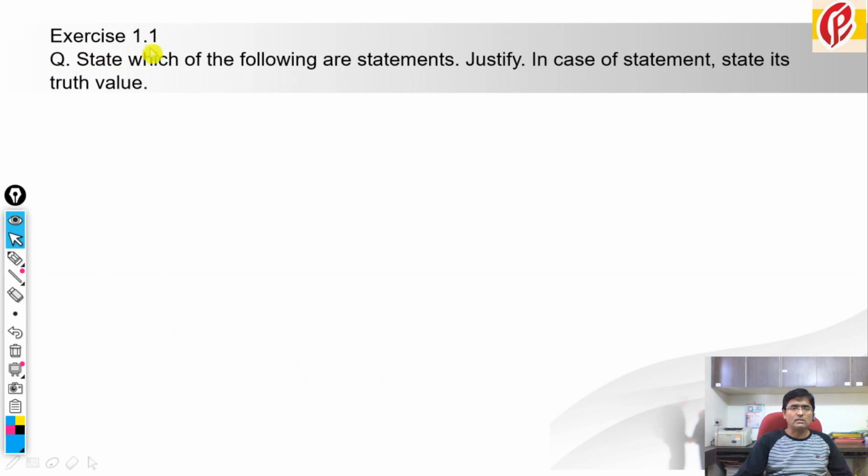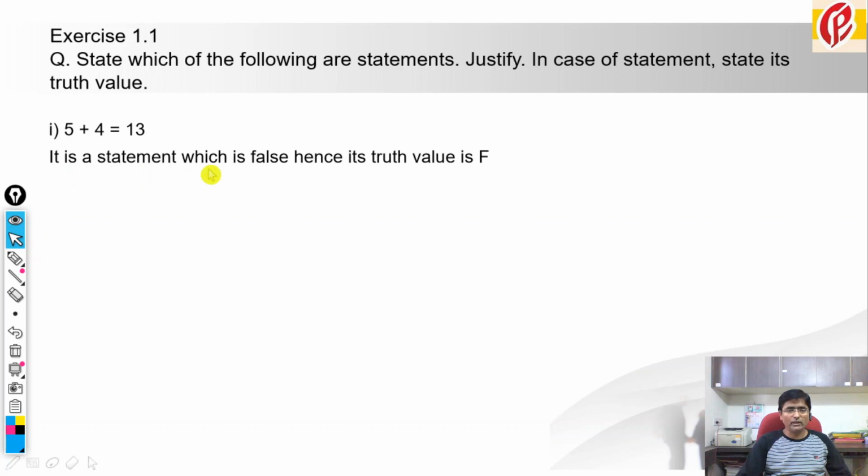Now we will see exercise 1.1. So question 1 is, state which of the following are statements. Justify. In case of a statement, state its truth value. First one is 5 plus 4 is equal to 13. Now this is a statement, but its truth value is, see here, 5 plus 4 is equal to 9, but here 13 is given, so this statement is false. So its truth value is F. It is a statement which is false, hence its truth value is F.